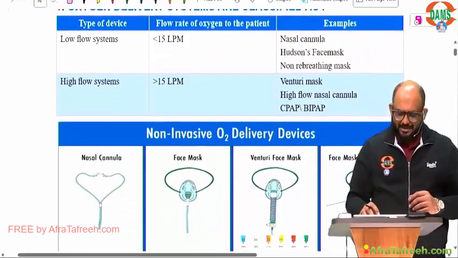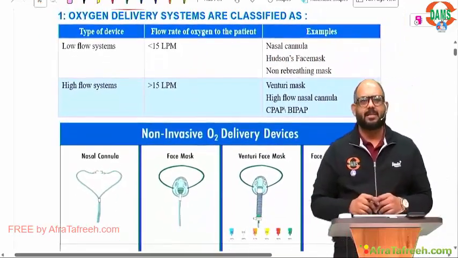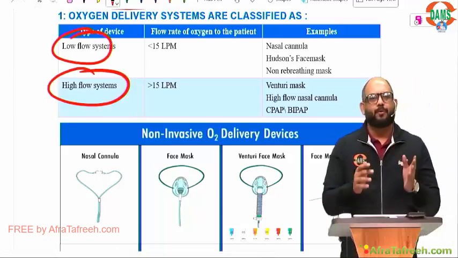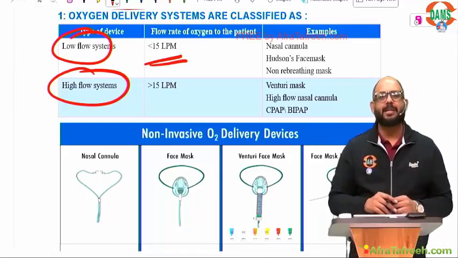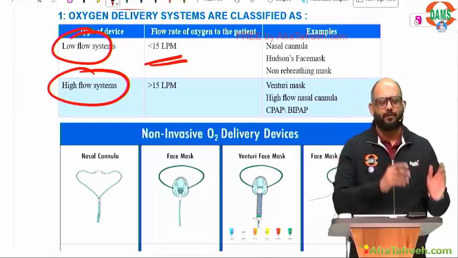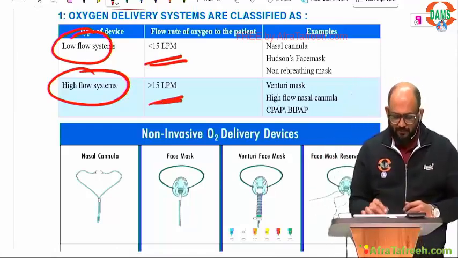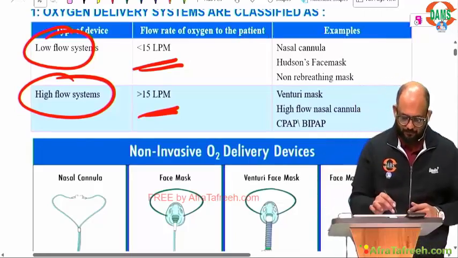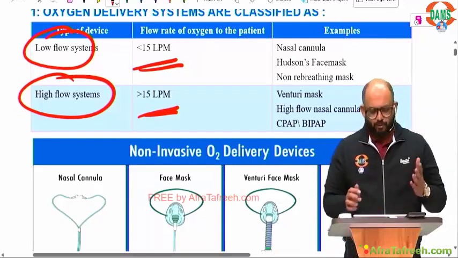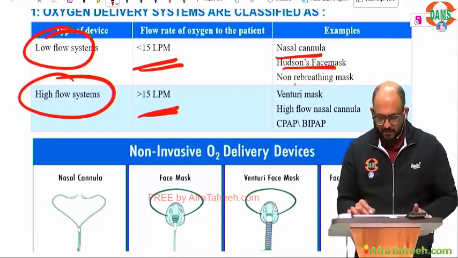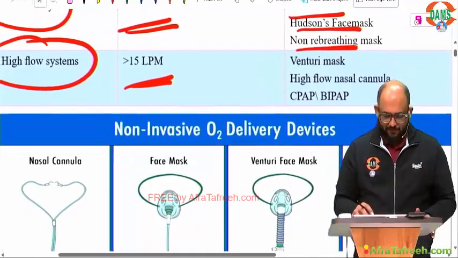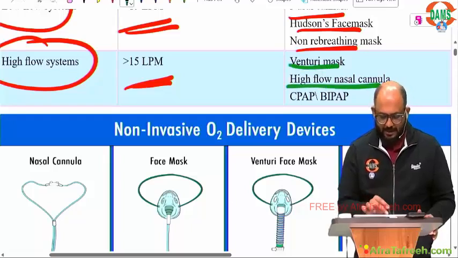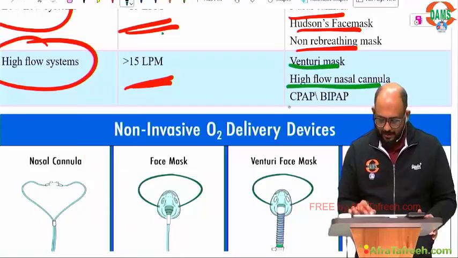So this is straightforward. The oxygen delivery systems, how you deliver oxygen, low flow systems and high flow. Low flow is defined as less than 15 liters per minute flow rate of oxygen and more than 15 liters per minute is considered as high flow. Low flow, the examples are nasal cannula, Hudson's face mask, non-rebreathing mask. High flow is Venturi mask, high flow nasal cannula and CPAP or BiPAP.